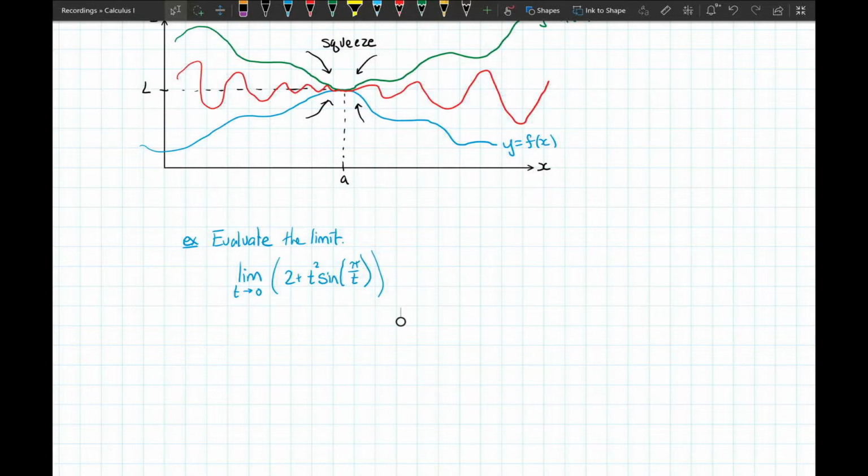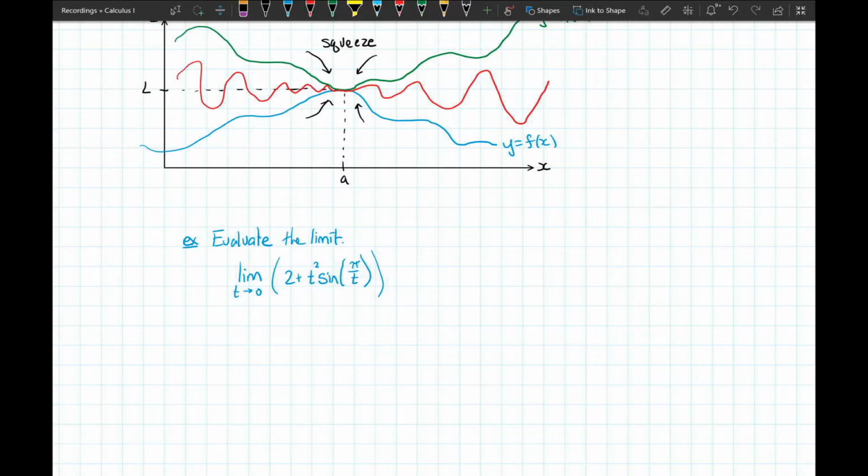Okay, here we've got an example of a limit, and it's the limit of the function 2 plus t squared sine pi over t. And we're trying to take the limit as t approaches 0, and some of the other strategies that we've looked at with limit laws don't really seem to apply here.